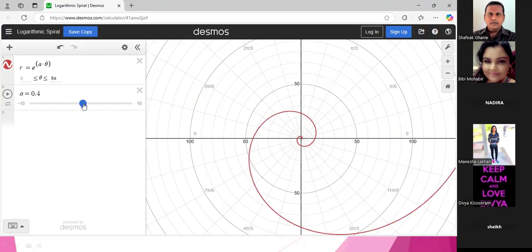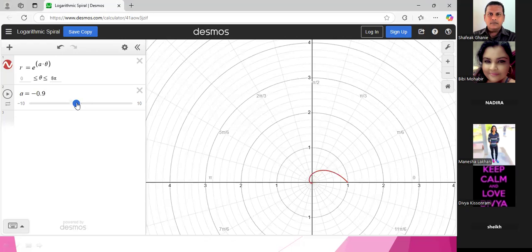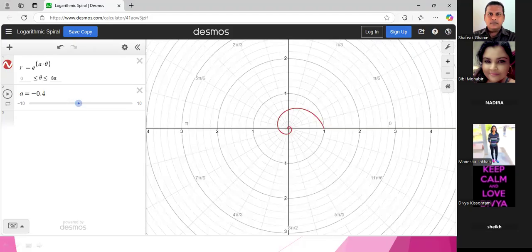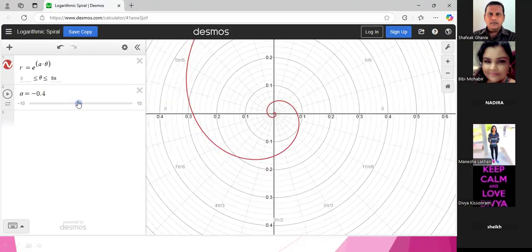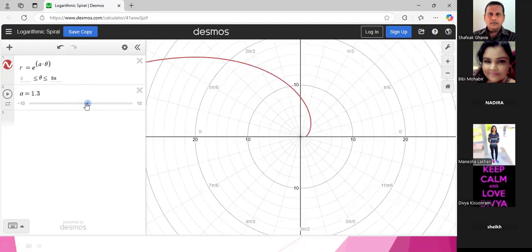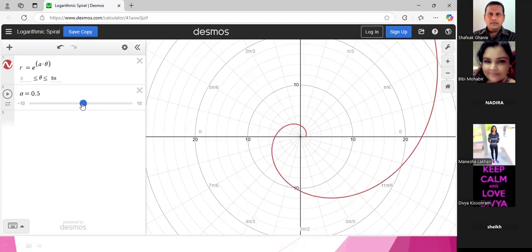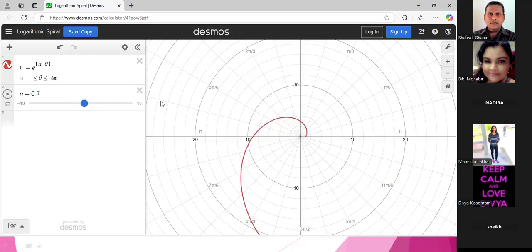That's towards the positive side. If you move it towards the negative side, I'll have to zoom in. Yeah, when we move it towards the negative side, you can see that the spiral goes inwards. That's the negative, it goes inwards. And when we move it towards the positive side, you see the spiral opens outward on the positive side.